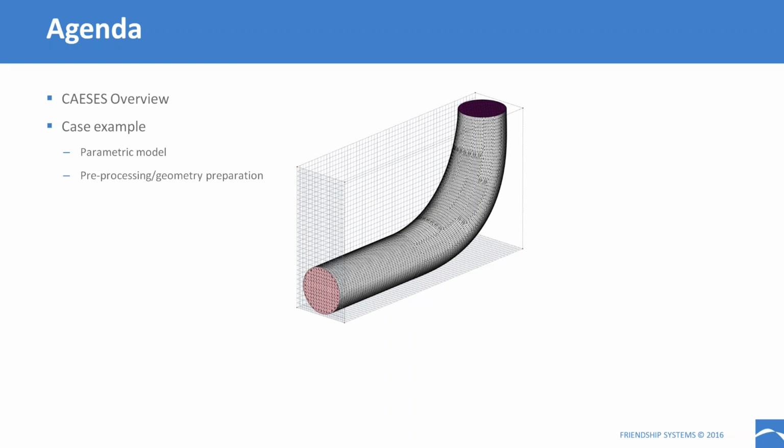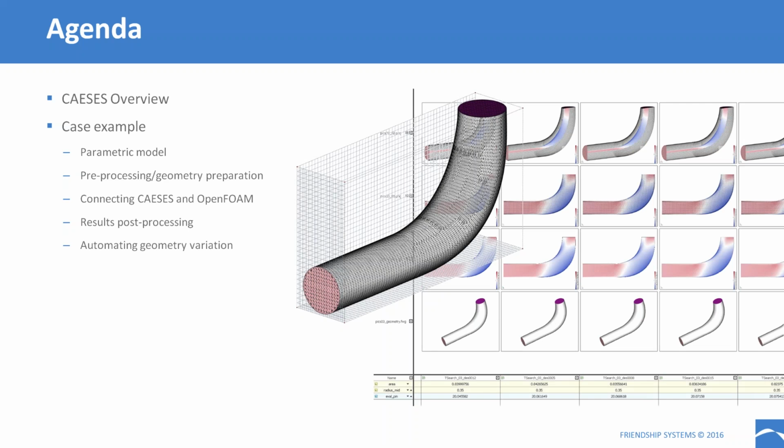Then he will show the pre-processing or geometry preparation steps that are necessary to make the geometry ready to be used by OpenFOAM. And finally show how to connect CAESES to OpenFOAM so that the OpenFOAM computation can be started from within CAESES. Once the computation is done, he will show how to do a little bit of post-processing of the results.